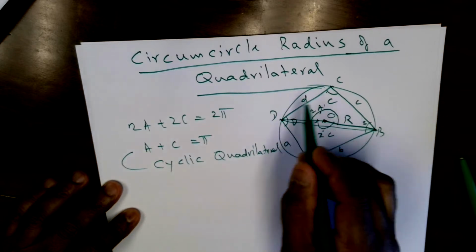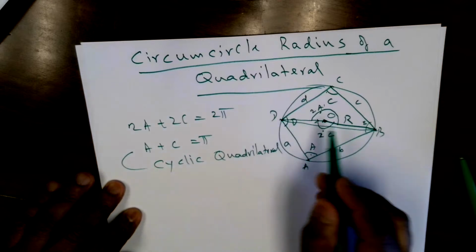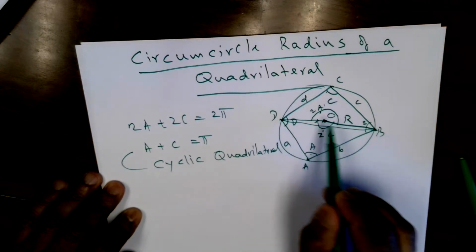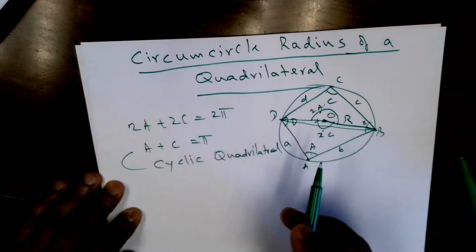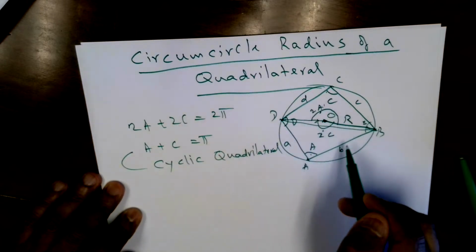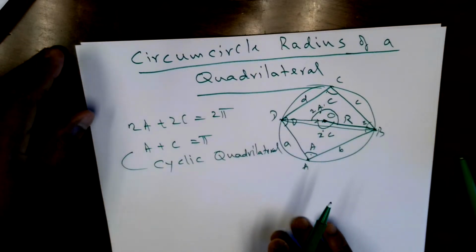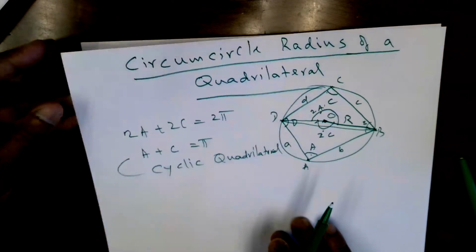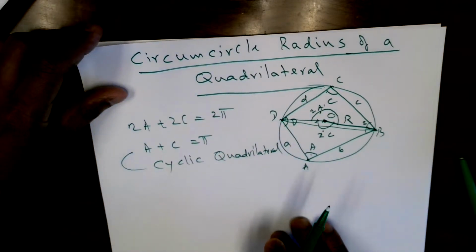So if you can circumscribe a circle, then the opposite angles are supplementary. So if A plus C adds up to 180, then B plus D also adds up to 180, because A plus B plus C plus D is 360, there being four corners.